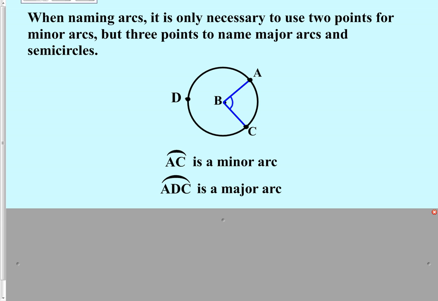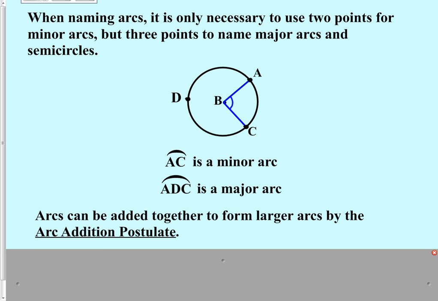So if you are trying to discuss a major arc, then you must list another point going the long way around the circle. In this case, we have a point D that is out there. So if we say arc ADC, then there's no way that the circle can try to cut the short corner there to get from point A to point C. It's got to go the long way around to pick up point D as well.